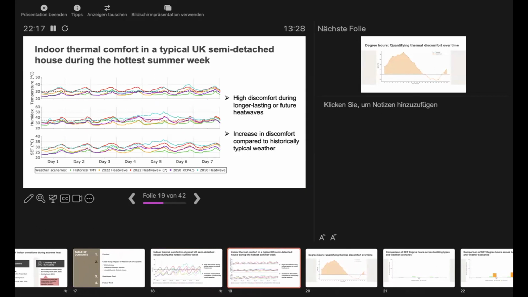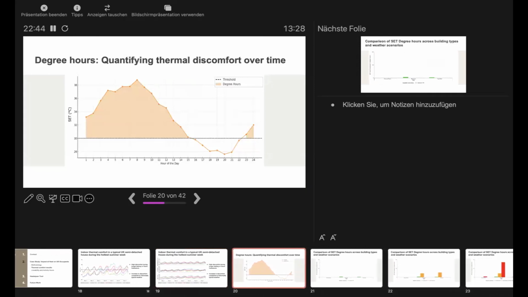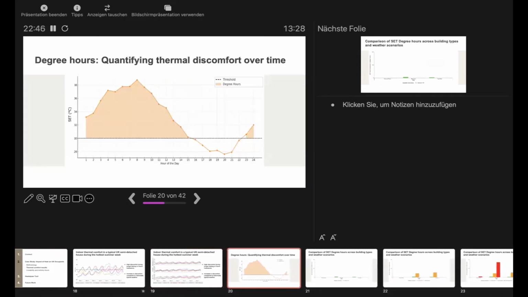But as I already told you a few times, I model a lot of different buildings and a lot of different weather scenarios, and I want to be able to directly compare them to each other. And creating one of these plots for each is challenging for comparing them efficiently. So what we would essentially like is to quantify this discomfort over the heat wave week, which is why we use the so-called degree hours, which exactly allows you to do that.